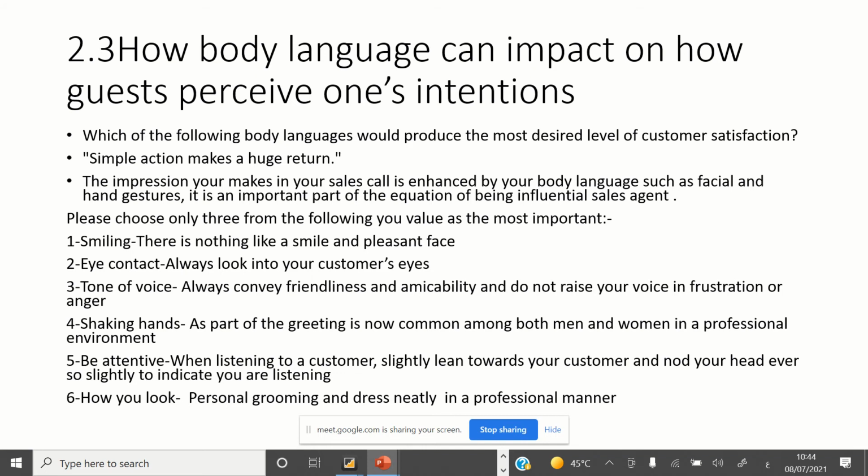These are the simple body language rules that need to be followed most of the time while dealing with the guest. For example, a simple action makes a huge return. The impression you make in your sales call is enhanced by your body language. So whenever you have to deal with a guest, you must always have a smile on your face. You must have eye contact with him. Eye contact means you have to look in his eyes. Your voice also should reflect happiness, so try not to make your voice very high or very low.